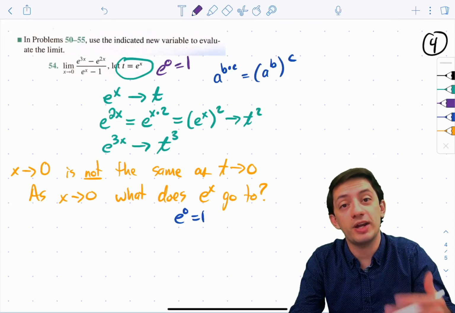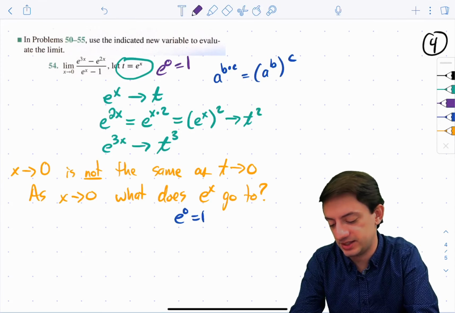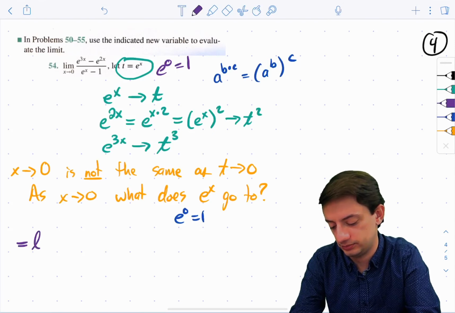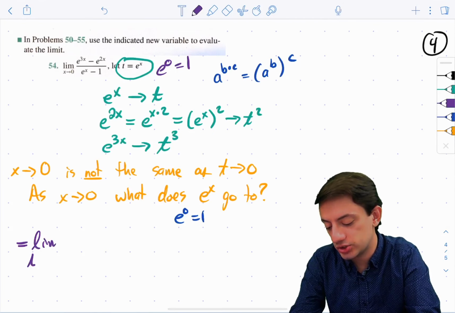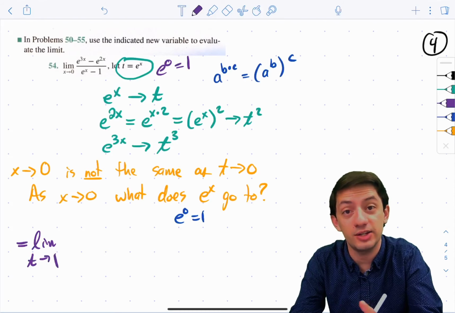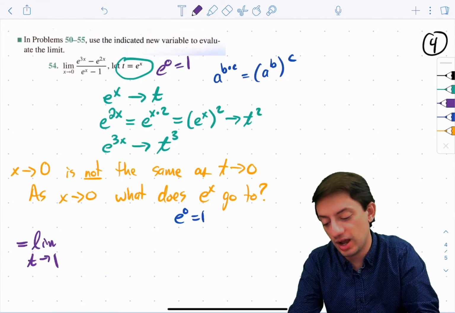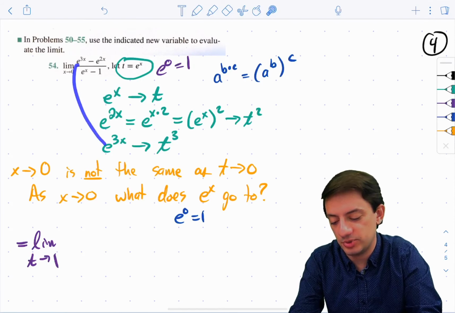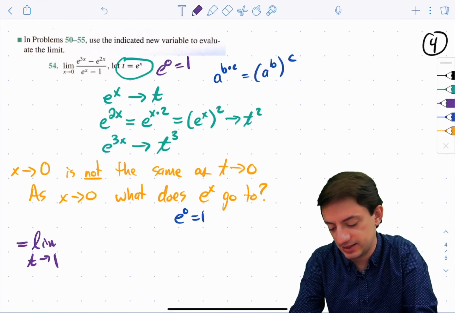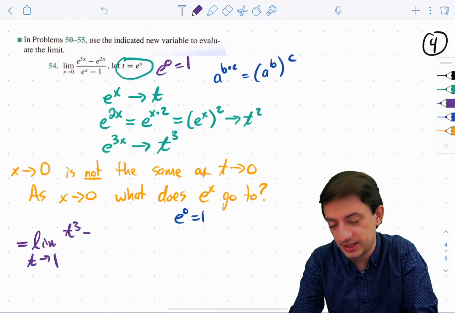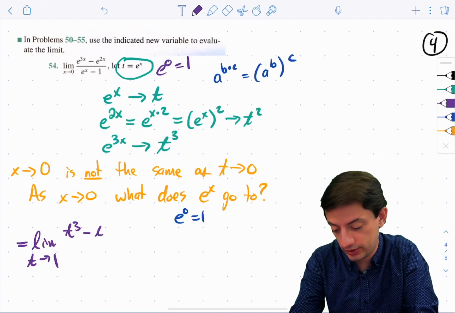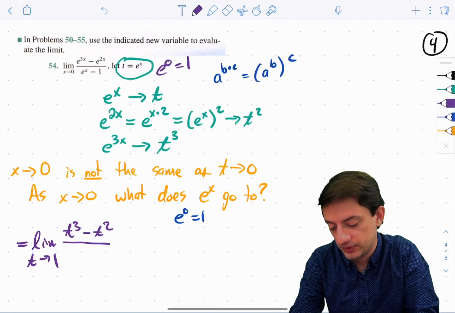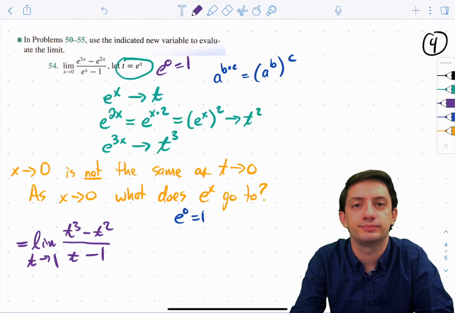That means our transformed version of this problem is the limit as t goes to 1, not 0, but 1, of, now we make all our substitutions, e to the 3x, that's t cubed, minus e to the 2x, that's t squared, over e to the x, that's t, minus 1.